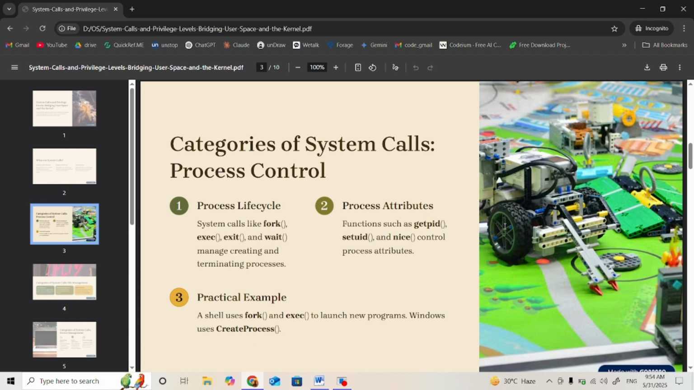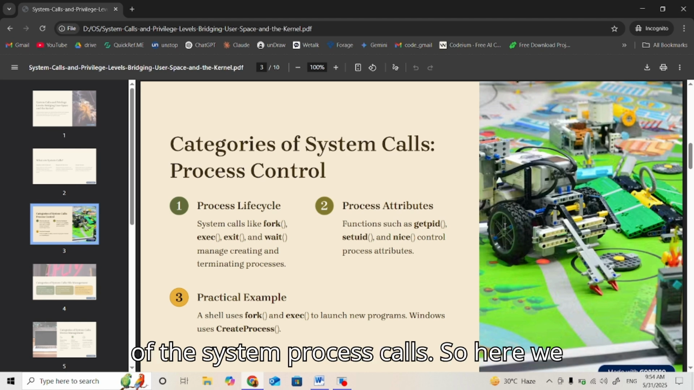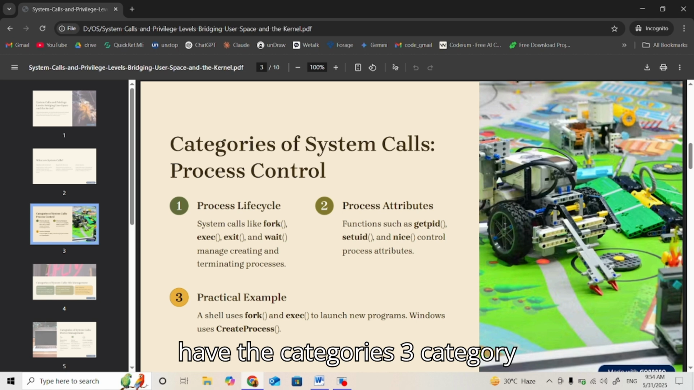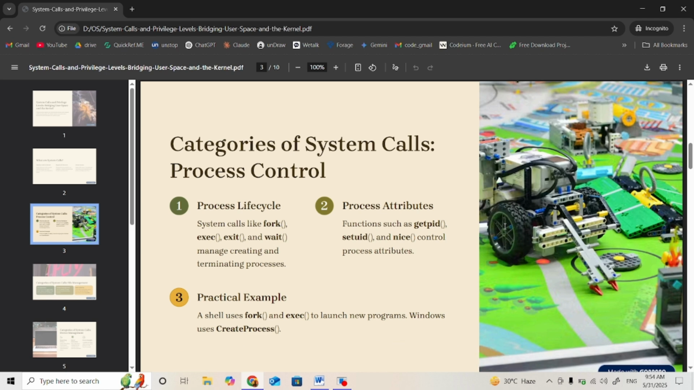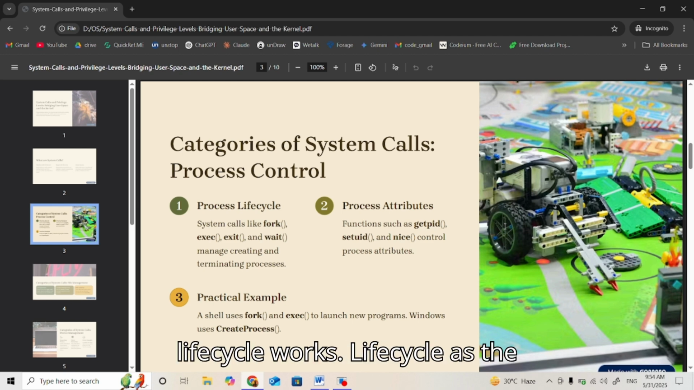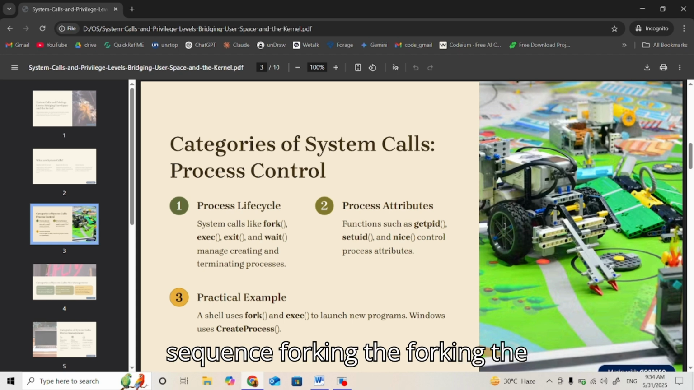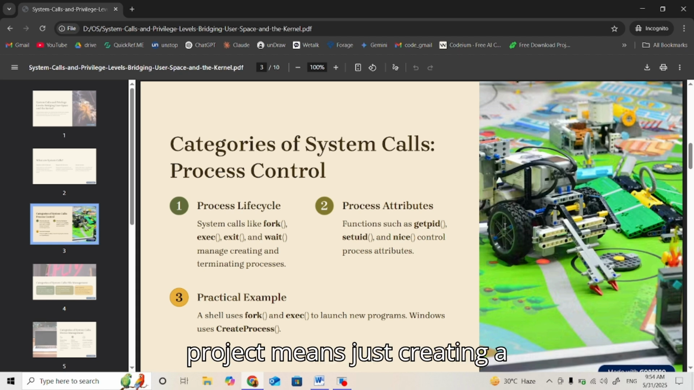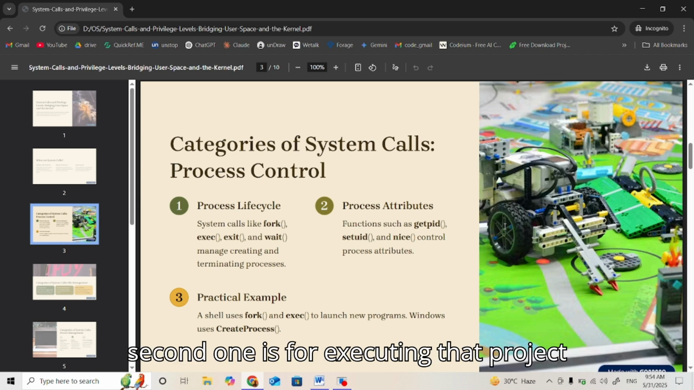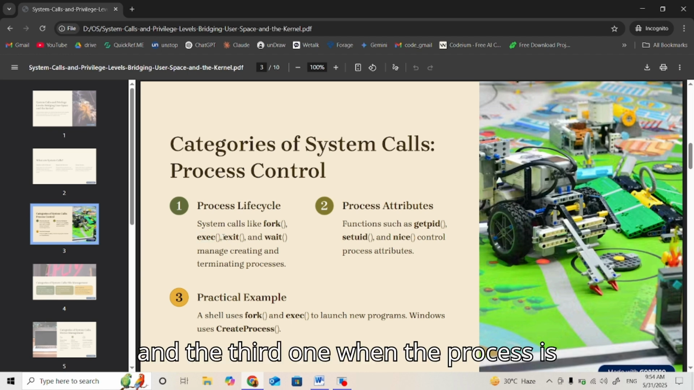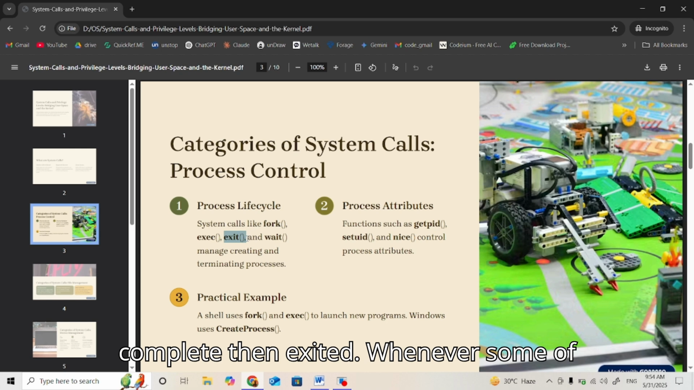Now I move on to the other part. We have the categories of system calls. Here we have three categories, starting with process control. The first one is life cycle. So how does the life cycle work? The life cycle has a sequence: forking, which means creating a new process, then executing that process, and third, when the process is complete, it exits.